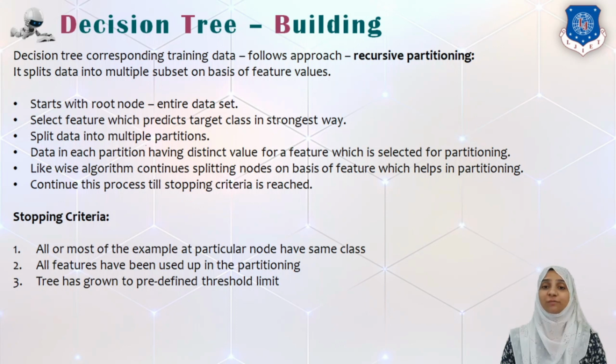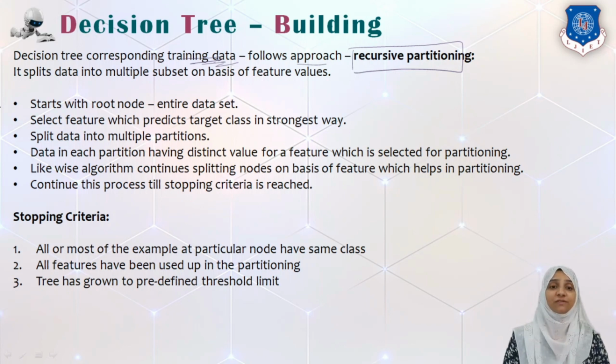A decision tree which corresponds to the given training data is built. So that means there is no such thing as a global decision tree. For given training data, we have one decision tree, and it follows an approach that is called recursive partitioning. The recursive partitioning approach splits data into multiple subsets on the basis of feature value. Now remember, a feature is nothing but an attribute which contributes in predicting some value or predicting the class of particular data. So an attribute which contributes some information in prediction is called a feature.